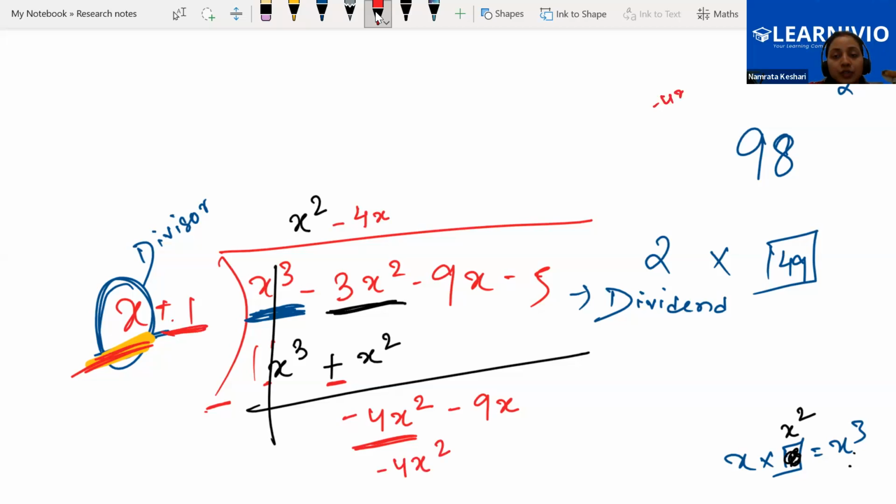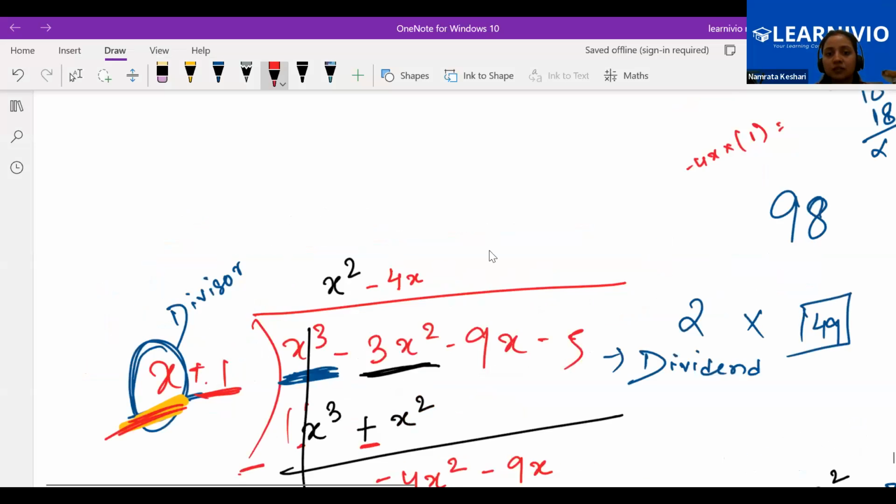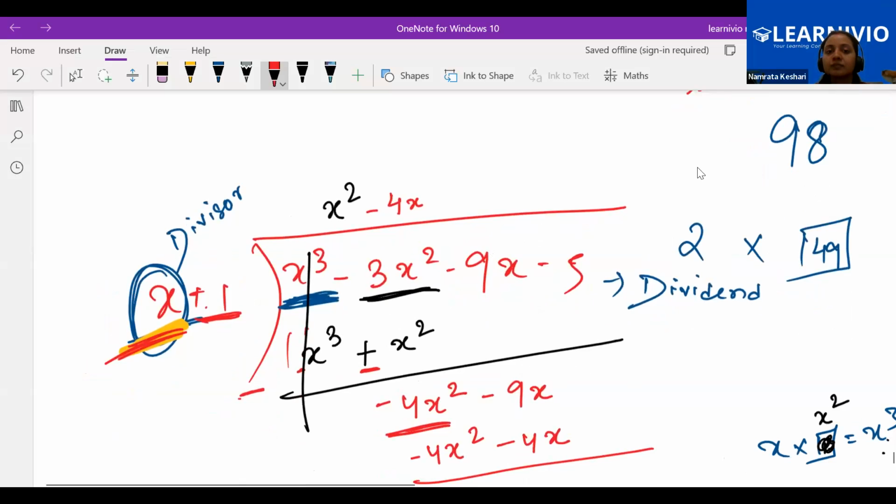So this will become minus 4x square. After that, minus 4x into plus 1 will be minus 4x, right? If we multiply minus 4x by 1, what will come? Minus 4x, right? Am I audible? Yes, ma'am. Are you getting it?